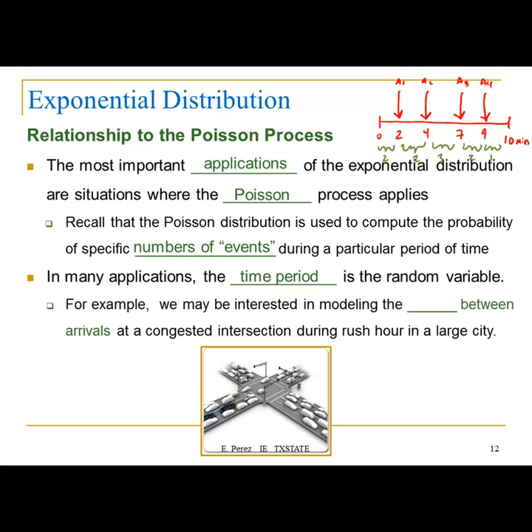So, for example, we might be interested in modeling the time t between arrivals at a congested intersection during rush hour, to plan the expansion of the intersection, or to plan for the use of a bridge to justify the investment. Okay? So that's one thing that you can do.